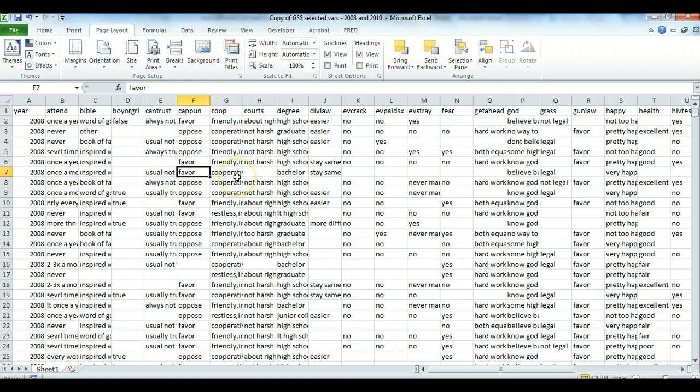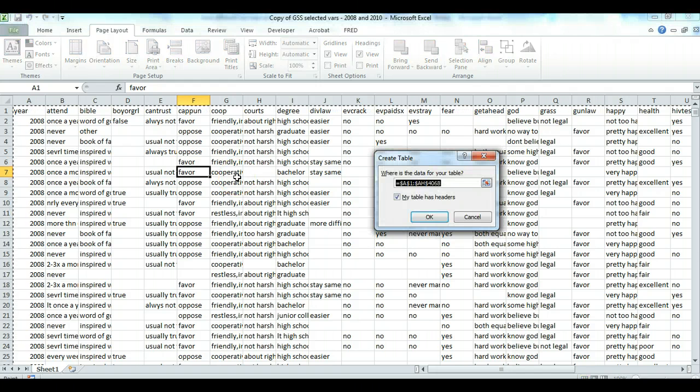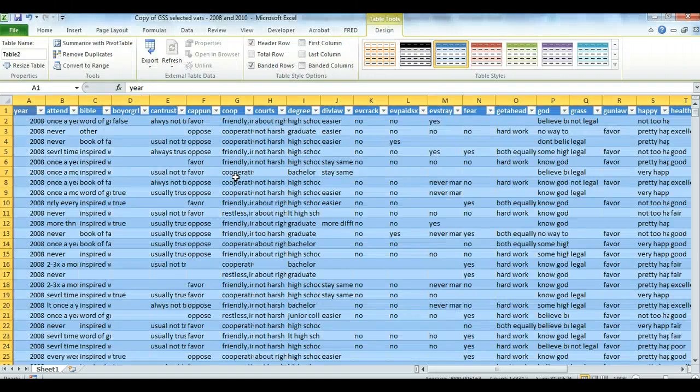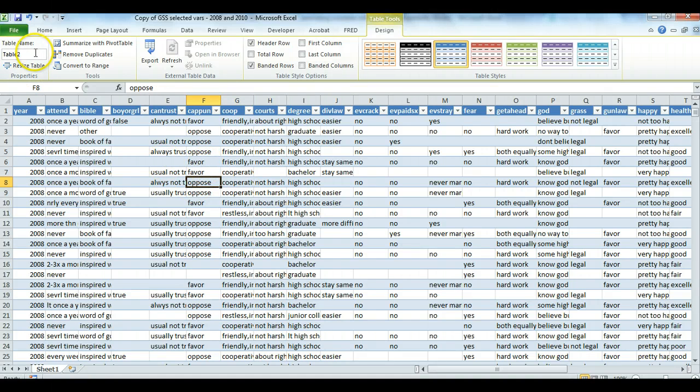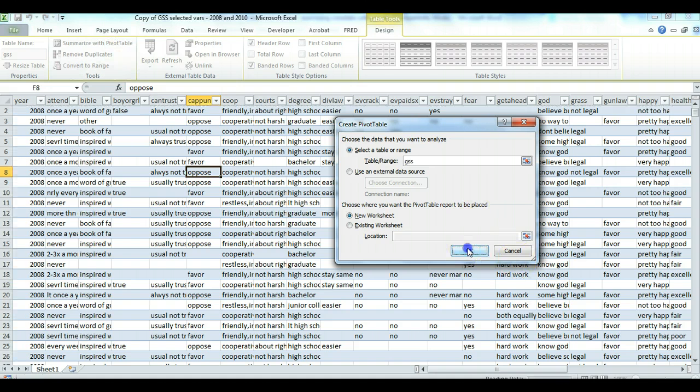First thing to do is to create a pivot table. In order to do that, I have to create a data table first. Control T. I'm going to call this GSS, and then summarize with pivot table.